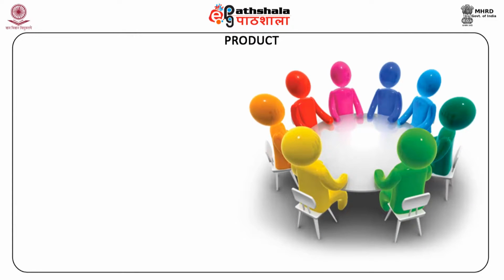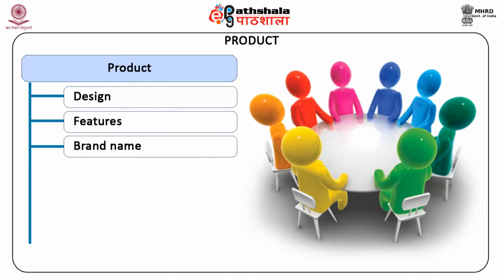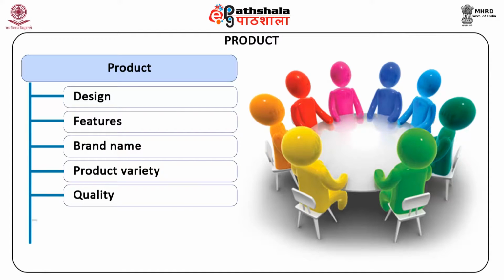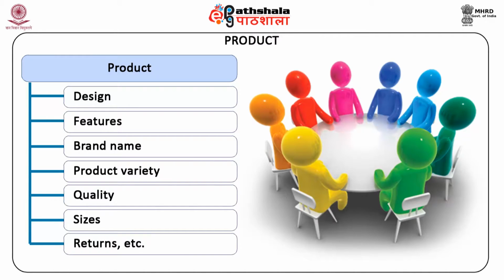According to Philip Kotler, a product is anything that can be offered to a market for attention, acquisition, use, or consumption. It includes physical objects, services, personality, organization, and idea. A product may have tangible attributes, intangible attributes, or a combination of the two. The marketing variables included under this element are as follows. These are design, features, brand name, product variety, quality, sizes, packaging, services, warranties, returns, etc.